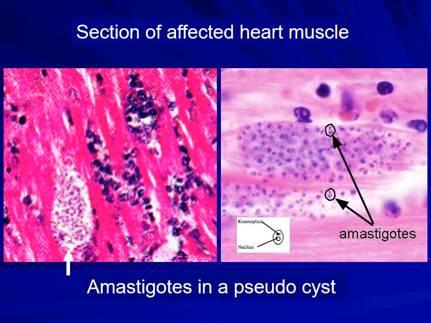All right. Those are sections of the affected heart muscle with amastigotes in pseudocysts in the heart muscle. As I told you, it goes into the autonomic nervous plexuses in the heart, and you can see pseudocysts, which means collections of those parasites, not in a typical cyst, but in a pseudocyst without specific walls or membrane around the cyst.